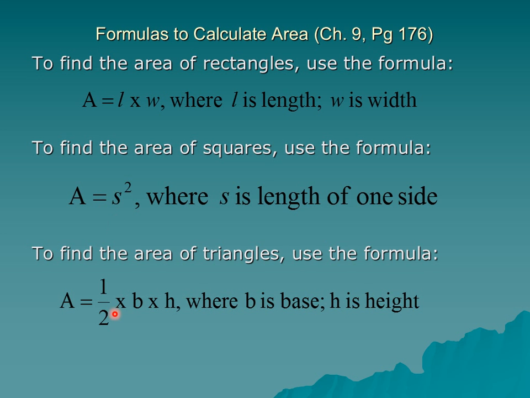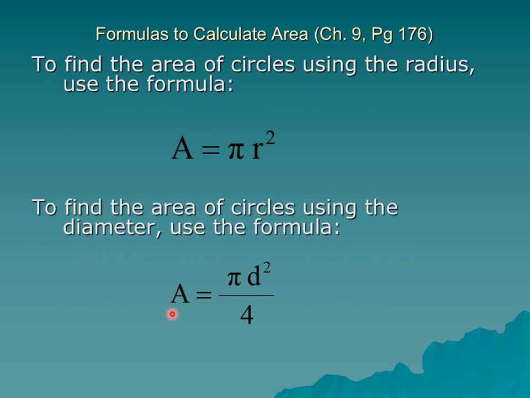And this is for the area of the triangle. Remember, the triangle has a base and a height, right? So this is like half times base times height. We'll show you some example, of course. This is the formula for calculating the area of a circle when you know the radius, pi r square. But if you know the diameter, the formula is a little bit different. It's pi d square over 4.